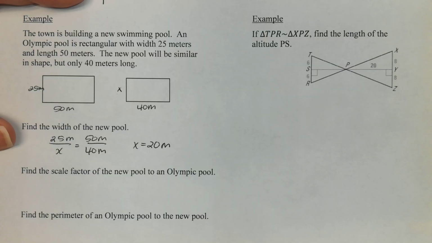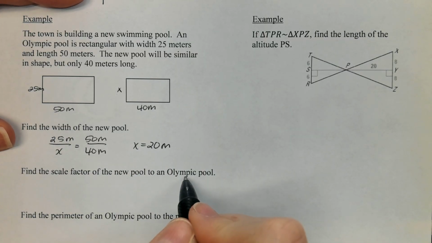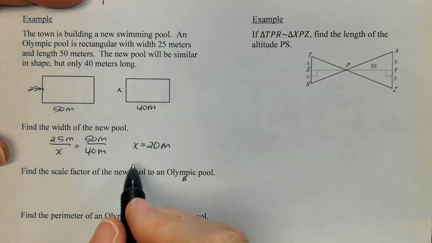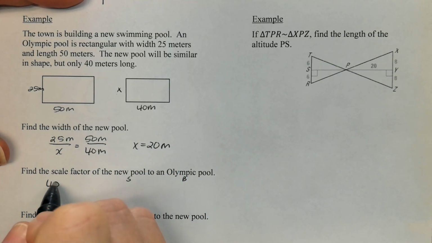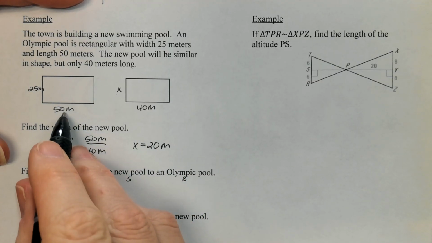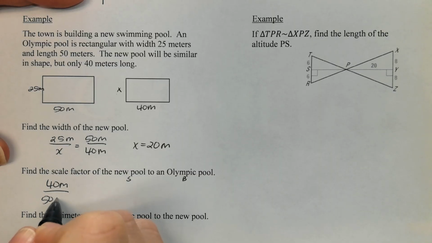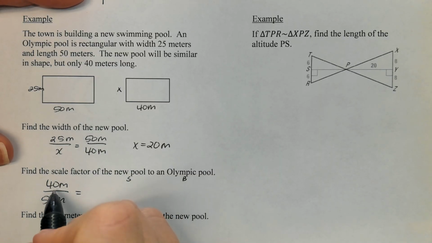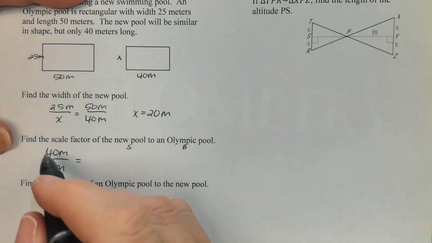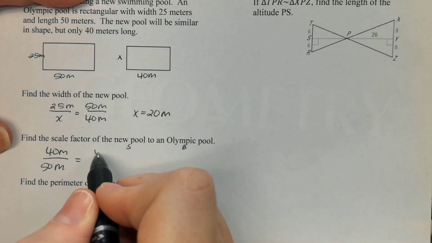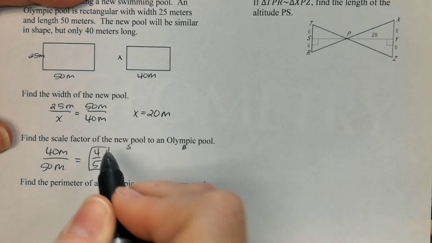Find the scale factor of the new pool to the Olympic. So this is small to big. New pool has a measurement of 40. Olympic pool's match is 50. So the scale factor of those two, 40 to 50, and then we want to reduce, so I'm going to divide them each by 10. So I'm going to end up with 4 to 5.